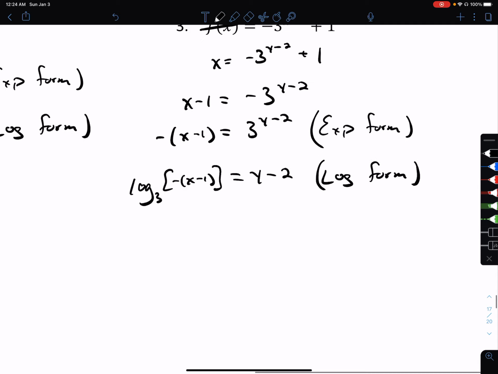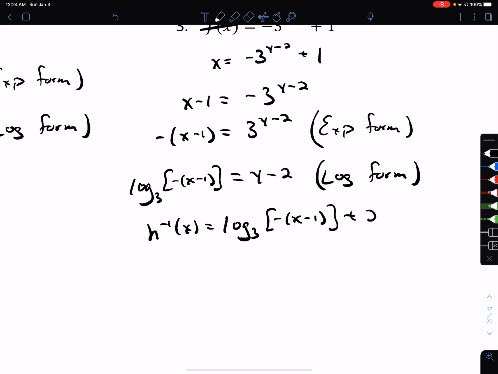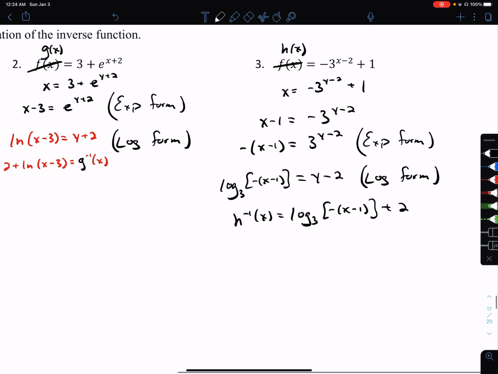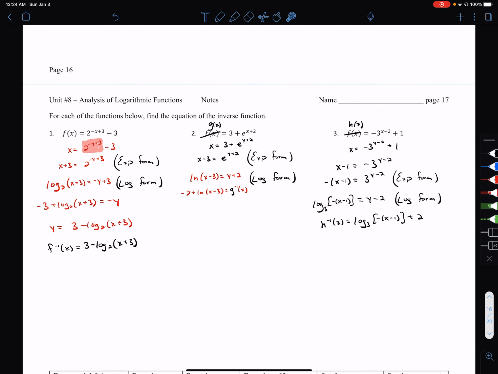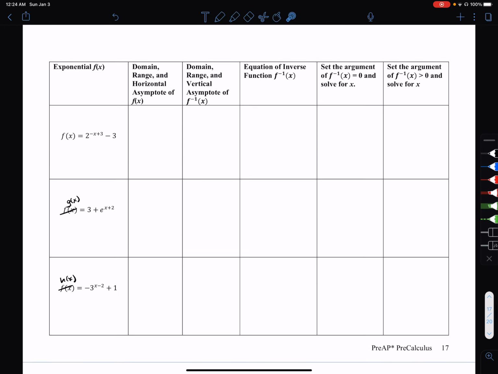If I add 2 to both sides, I'm going to end up with h inverse is log base 3 of a negative times x minus 1 and then a plus 2. I end up putting the constant on the right this time just because I forgot not to. So that's how we find the inverses, and then those same functions are down here.